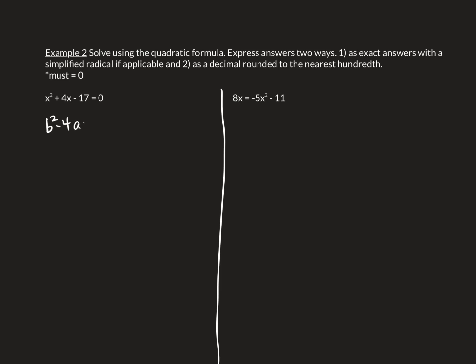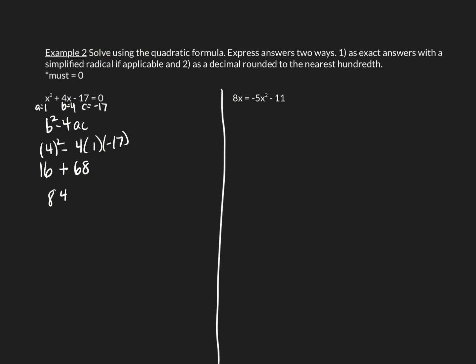So you will always see me find b squared minus 4ac first. So I'm setting it up to do that. I'm going to do 4 squared minus 4 times 1 times negative 17. So 16 plus 68, is that right? 4 times 17 is 68. Yes, 68. And that is 84.